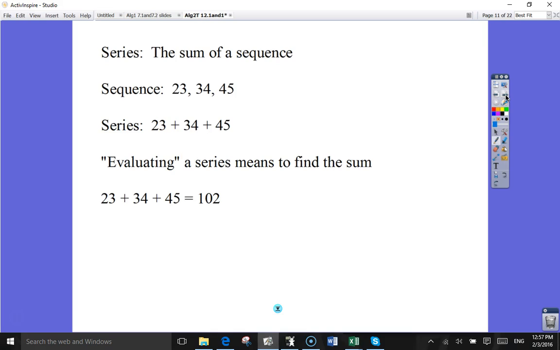right? So turning a sequence into a series does not imply that you just added them up. So you need to show the pluses and everything. Otherwise, if I said, write the series and you just gave me 102, you didn't really do what I asked, you know what I mean? So write the series, this plus this plus this.